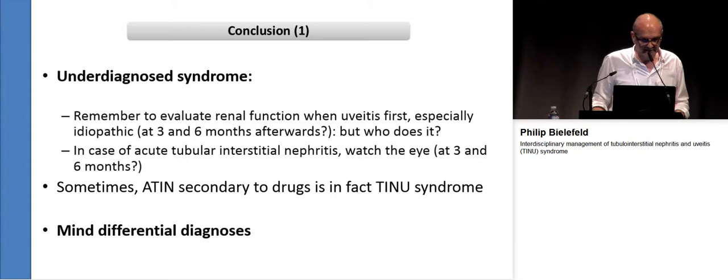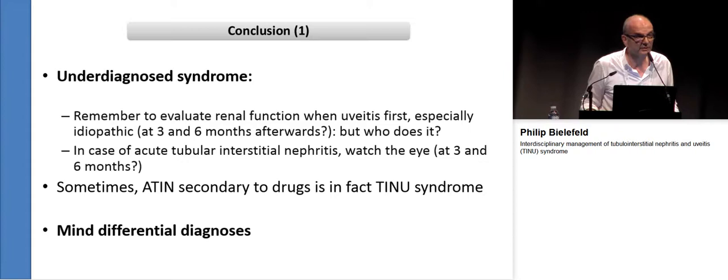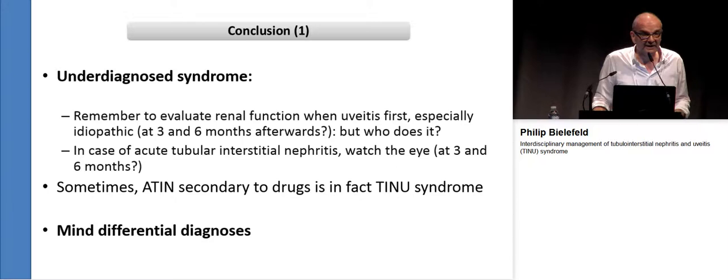Take home messages. It's an underdiagnosed syndrome. Don't forget to evaluate renal function when there is uveitis, but of course, I think nephrologists will not see those patients naturally, so ophthalmologists must be aware of these patients, because they do not always send these patients to us. Why? Because normally when you have anterior non-granulomatous uveitis, it is usually related to HLA-B27, and this makes the diagnosis simple.